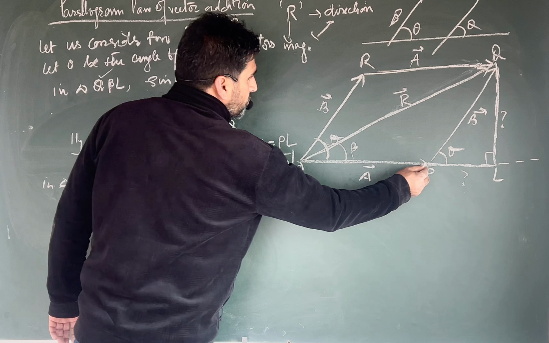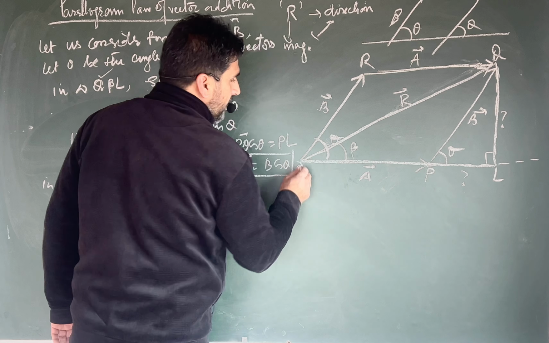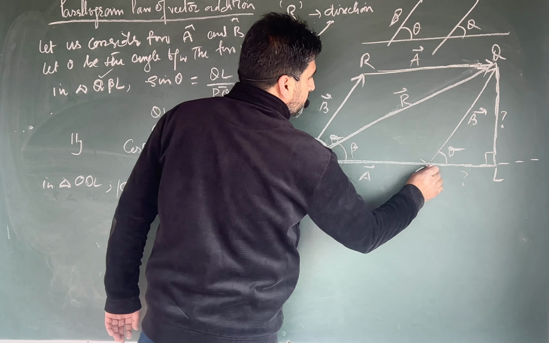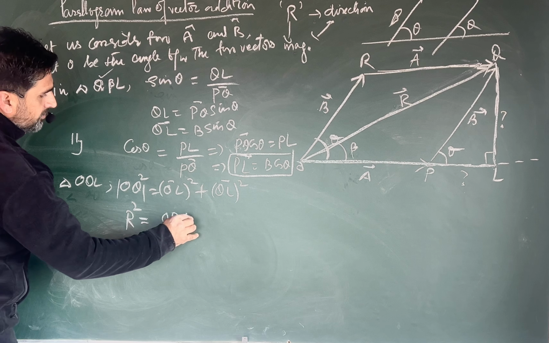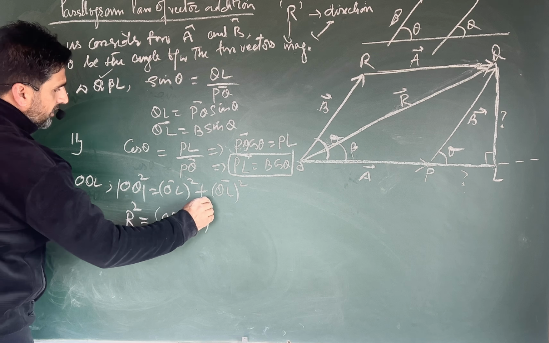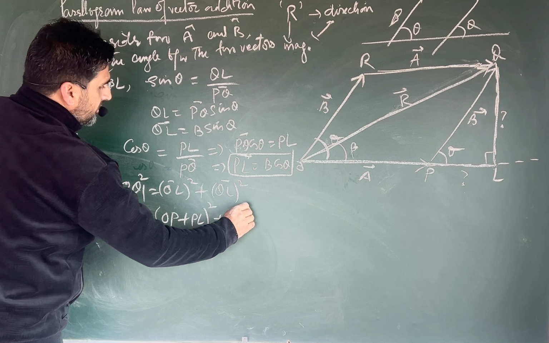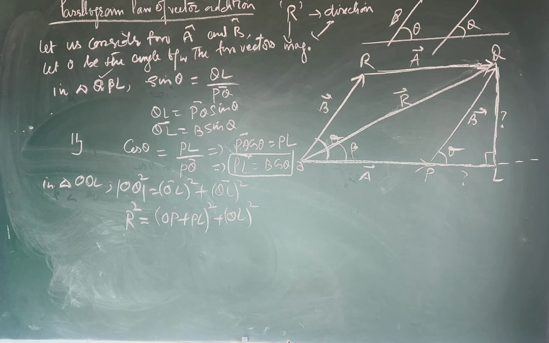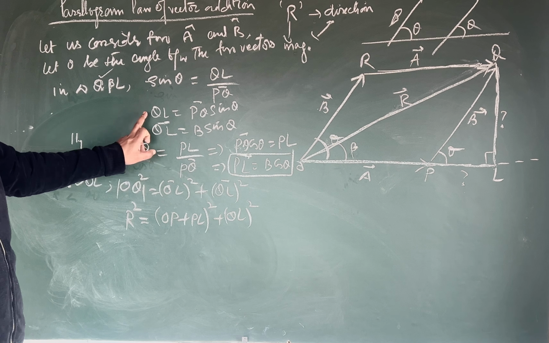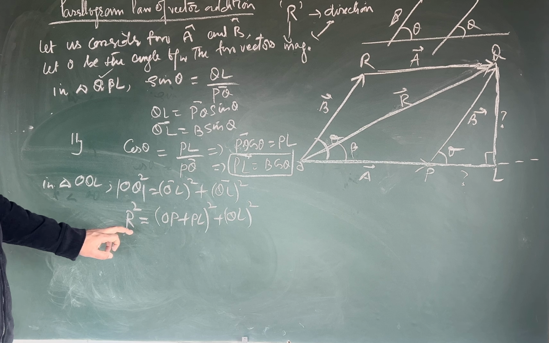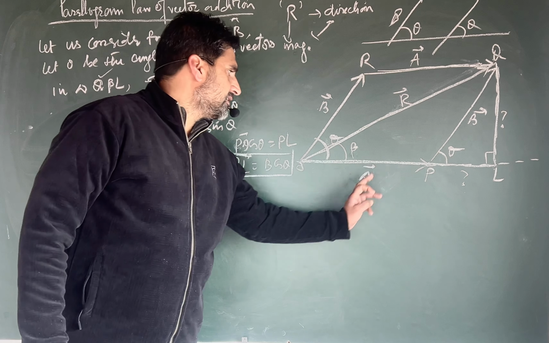So OQ, that is R square, is equal to OL square plus QL square. As OL is OP plus PL, that's (OP plus PL) square plus QL square. Now you can substitute here OP and PL, since you have PL given, you have QL given, and you have OP given, that is A vector.